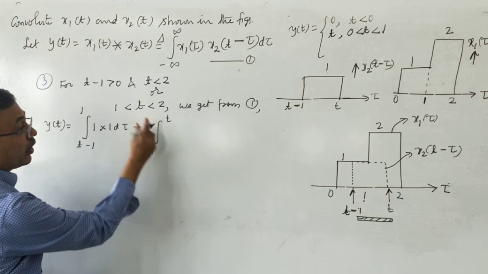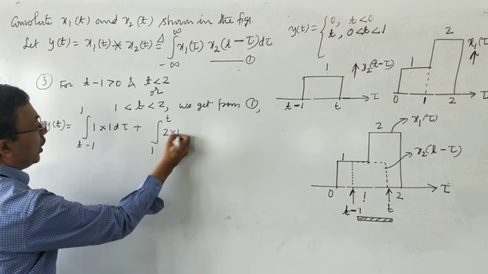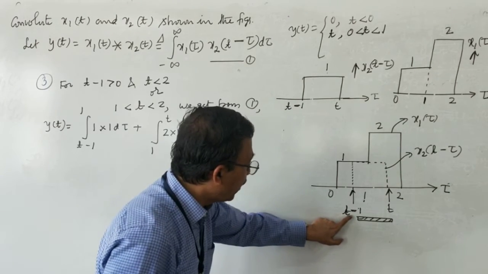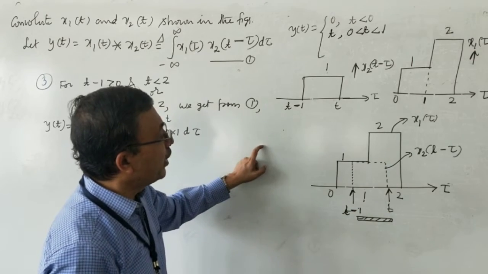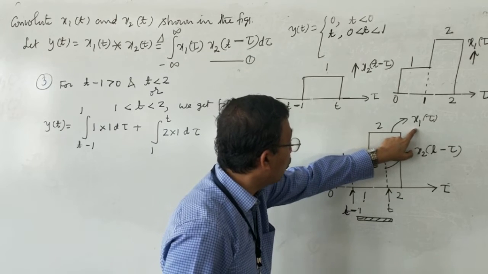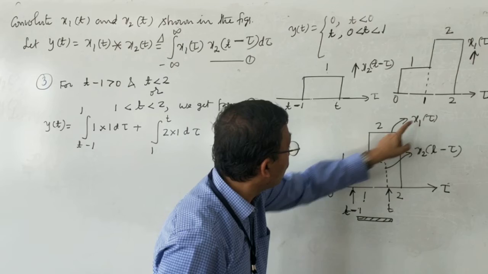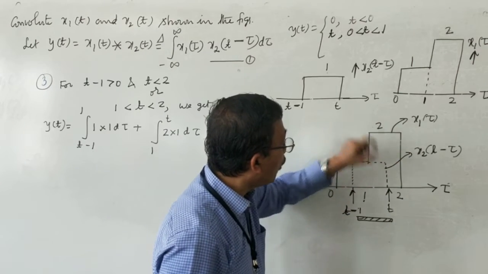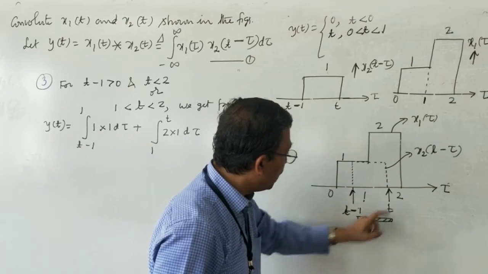From 1 to t, x1 of tau is 2, x2 of t minus tau is 1 d tau. I repeat, limits of integration should be from t minus 1 to t, but unfortunately x1 of tau has two values in that range. T minus 1 to 1, x1 of tau is 1. From 1 to t, x1 of tau is 2. However, x2 of t minus tau is 1 from t minus 1 to t.